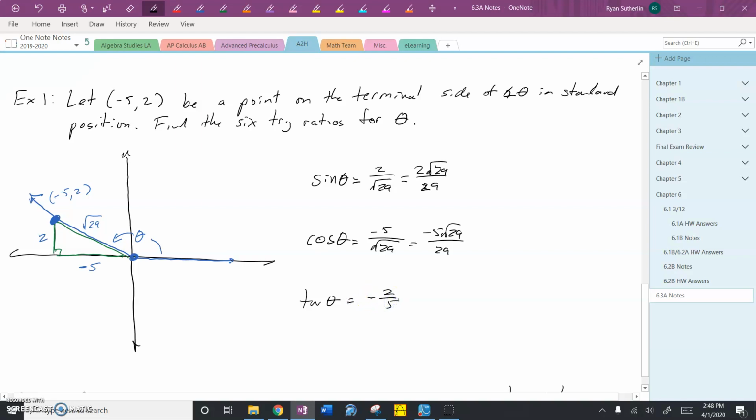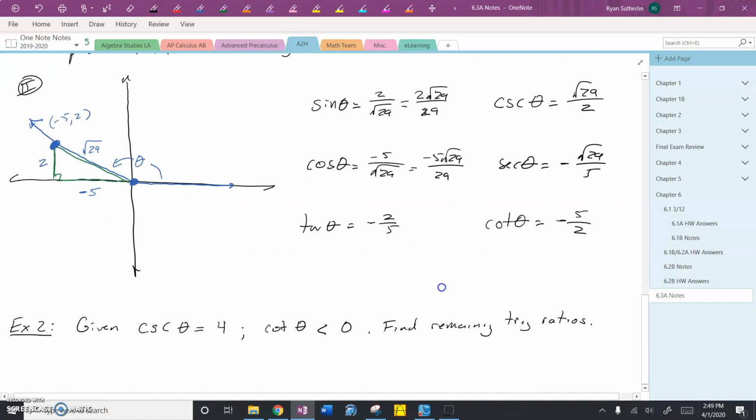Now notice, we are in quadrant 2 here. Sine should be positive, and it is. Cosine and tangent should be negative, which they are. And then we can do our reciprocal functions. So cosecant would be root 29 over 2. Secant would be negative root 29 over 5. And cotangent is equal to negative 5 over 2.